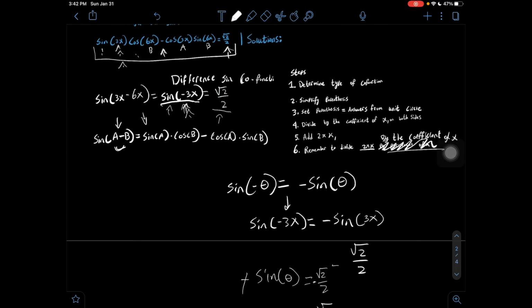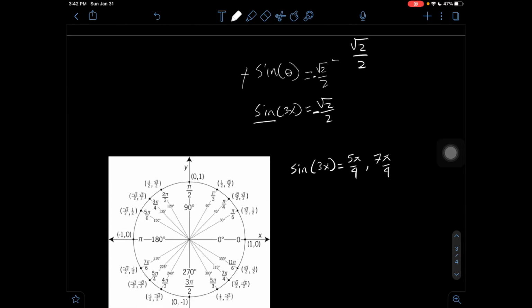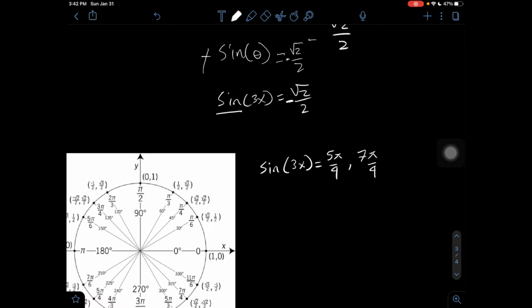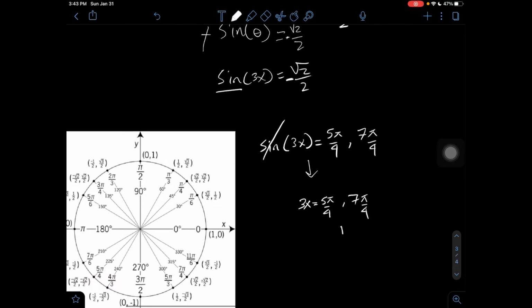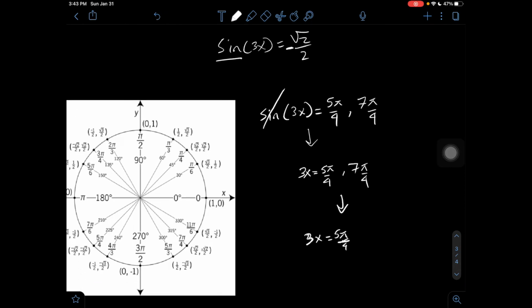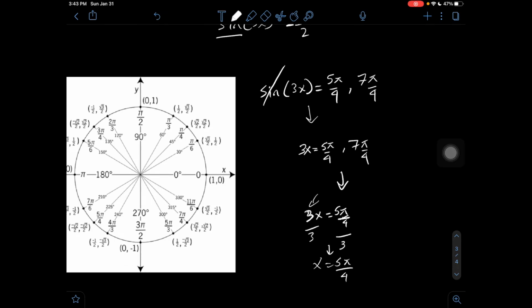Now that we have done step 3, let's look at number 4. Number 4 says to divide the coefficient of x on both sides. So actually, in step number 3, we were also supposed to do this. We're going to ignore the sign, and we're going to set 3x equal to 5 pi over 4, as well as 7 pi over 4. So let's do this one at a time. 3x equals 5 pi over 4, and the coefficient of a number is just what it's being multiplied by. In this scenario, x is being multiplied by 3, so the coefficient is 3. We divide both sides by 3, so then we get x equals 5 pi over 4 over 3.